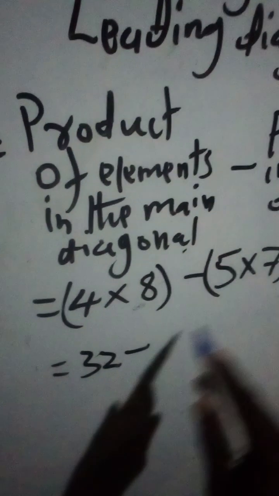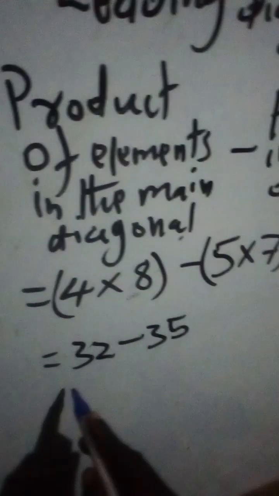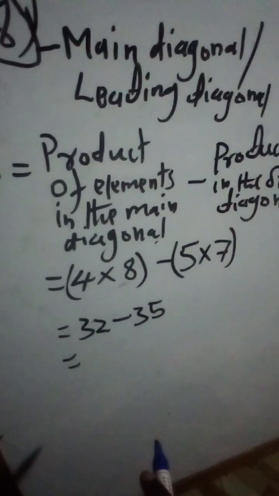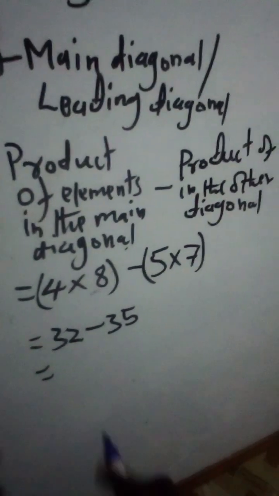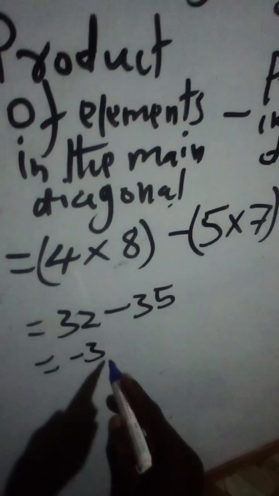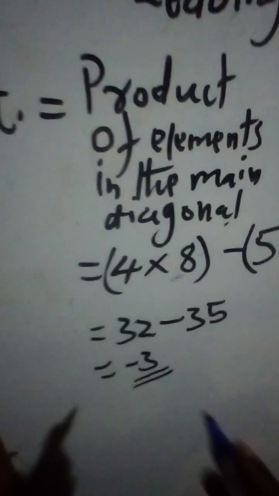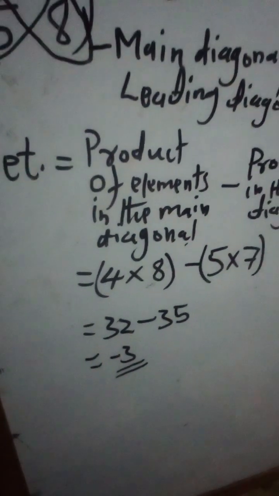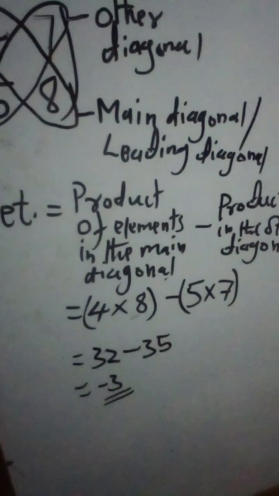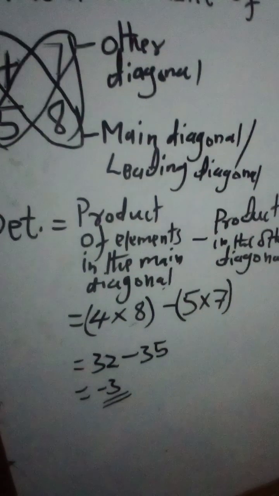Less 5 by 7, which will give you 35. So if you get the difference between 32 and 35, 32 less 35, you get negative 3. And this one is our determinant. It's as simple and as easy as that, calculating the determinant of a 2 by 2 matrix.